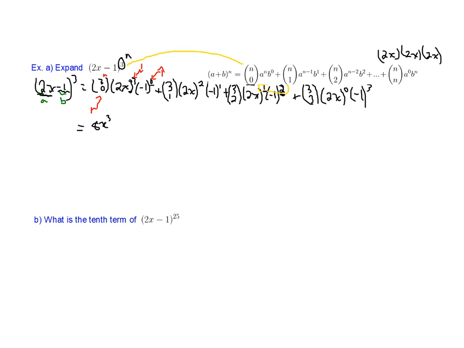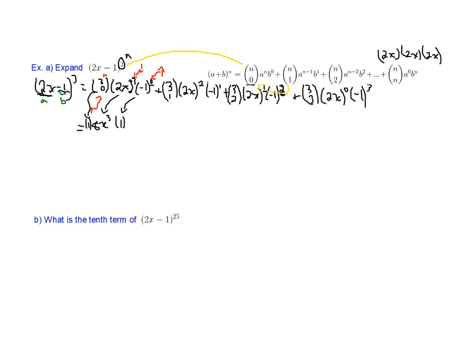And negative 1 to the 0 is just 1. Again, we don't need to put that in there. I think I'll just put it in there to show you. And same over here. We don't need to put 3 choose 0 as just 1 in here, but I'll just put it in there to show you where all those terms come from. So we'll simplify this again in the next line.